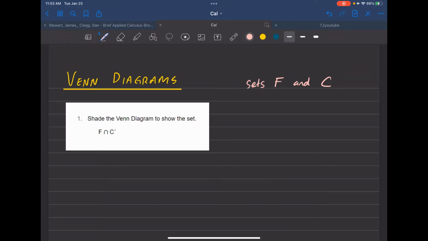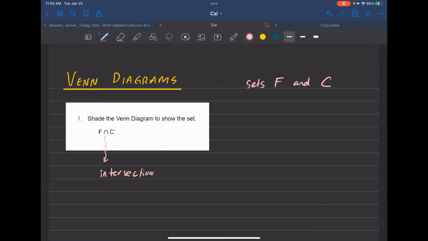Another thing you want to keep in mind is this symbol right here. This symbol represents intersection of sets. So in this case, it's the intersection of these two sets. Intersection is what they have in common, or where the sets overlap.